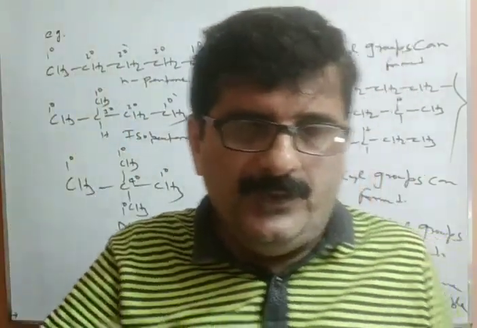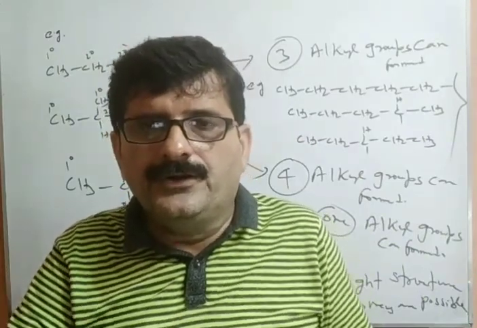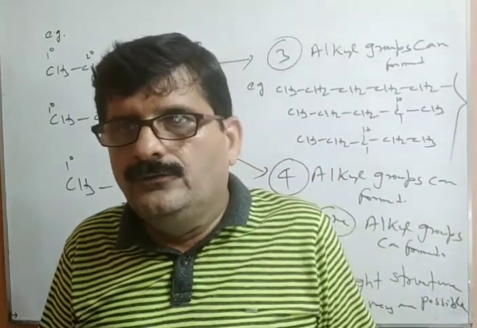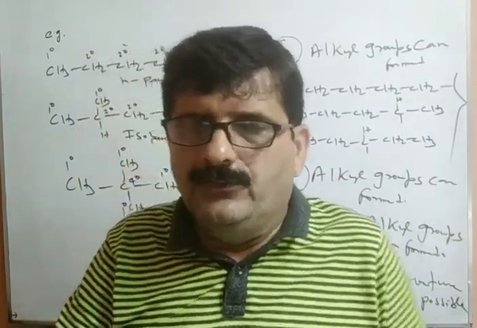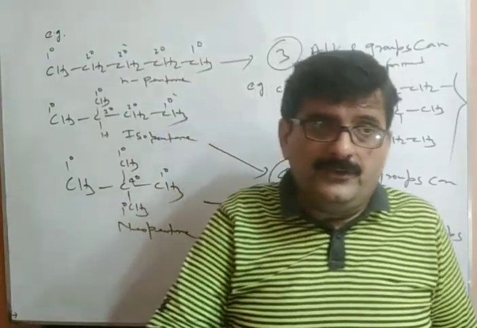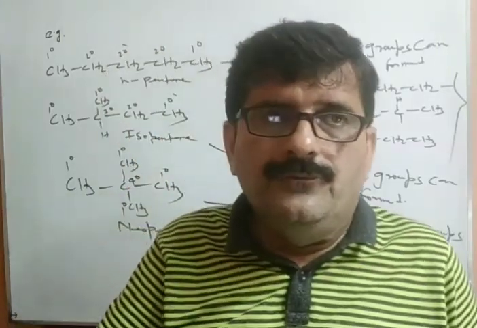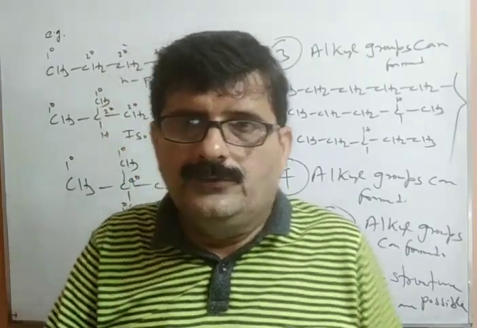So if the number of carbon atoms is given, then we can easily predict how many structural isomers of different types of haloalkanes are possible. In our next lecture, we will consider the nature of different types of alkyl halide compounds. Thank you.